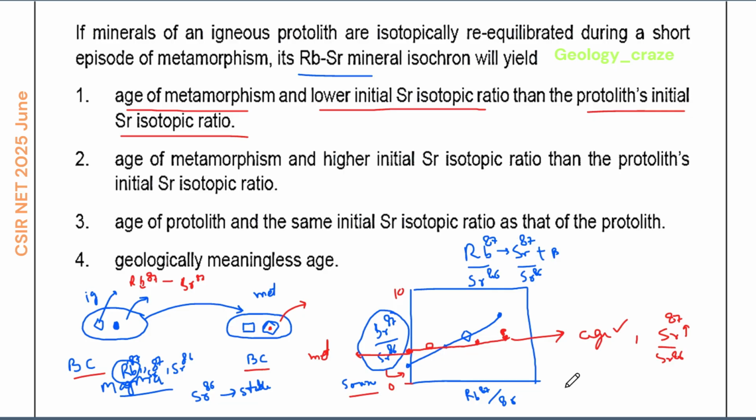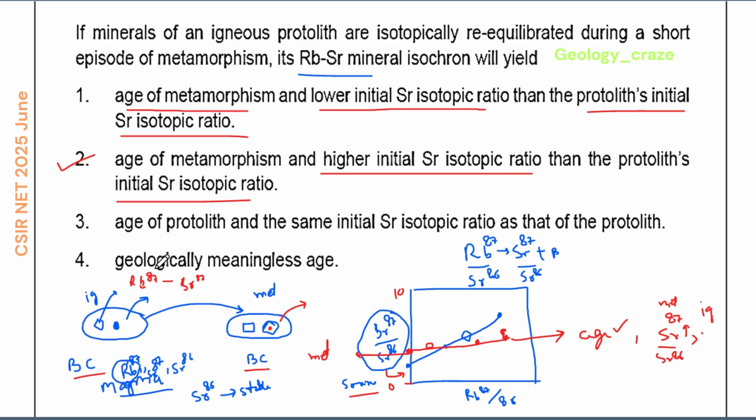Next thing is, the initial is less, and from metamorphism the Sr 87 ratio is greater than from the igneous rock. So this option, lower, is wrong. We will read our next option: age of metamorphism, higher initial Sr ratio than the protolith initial Sr ratio. Yes, this option is right. This is higher than the original protolith. Original protolith has a lower value.